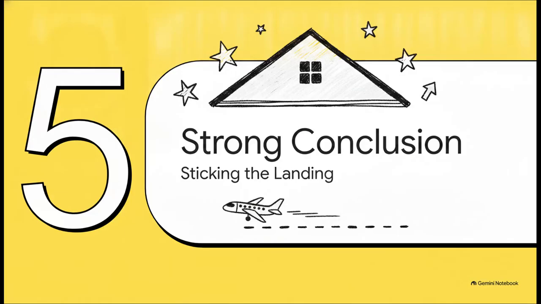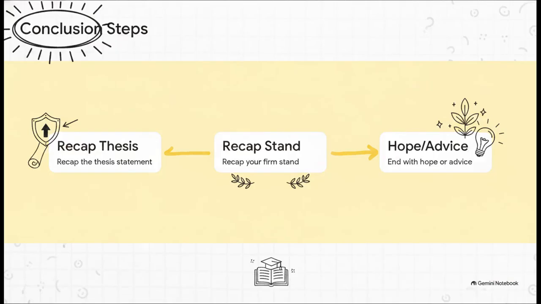Finally, Section 5, Crafting a Strong Conclusion. Time to put the roof on this essay house. All the great arguments in the world will fall flat if you don't stick the landing. Just like the introduction, a killer conclusion relies on a rigid structural formula. Step 1. Recap your main points. Step 2. Recap your firm stand. And Step 3. End on a powerful note of hope or advice.